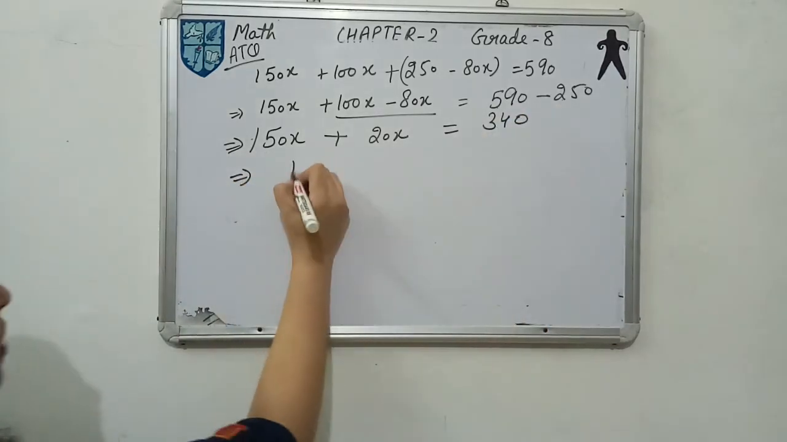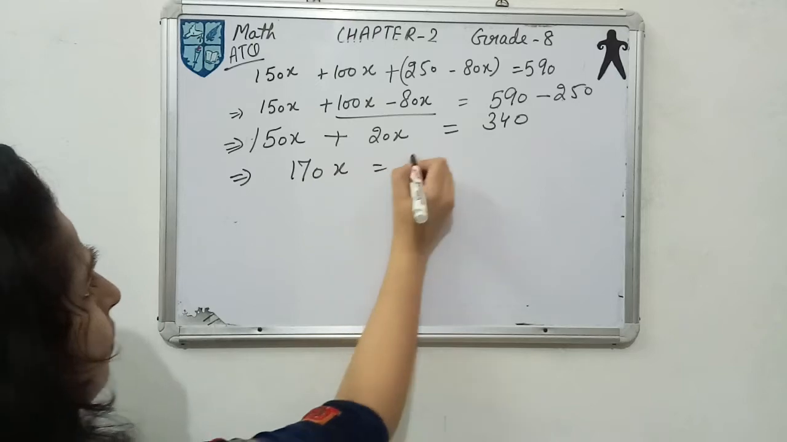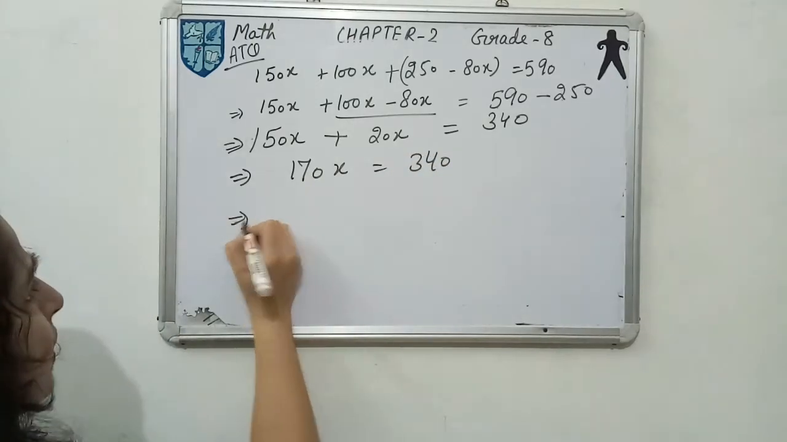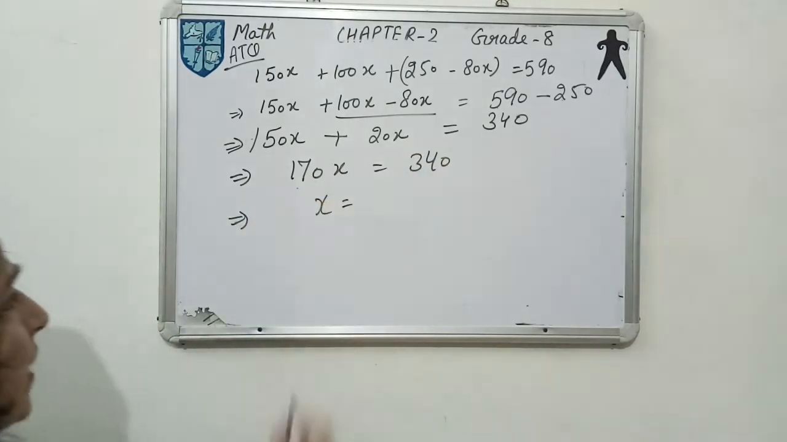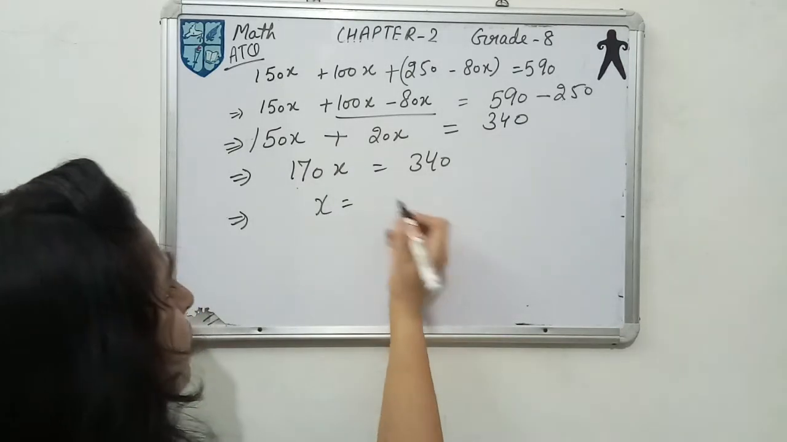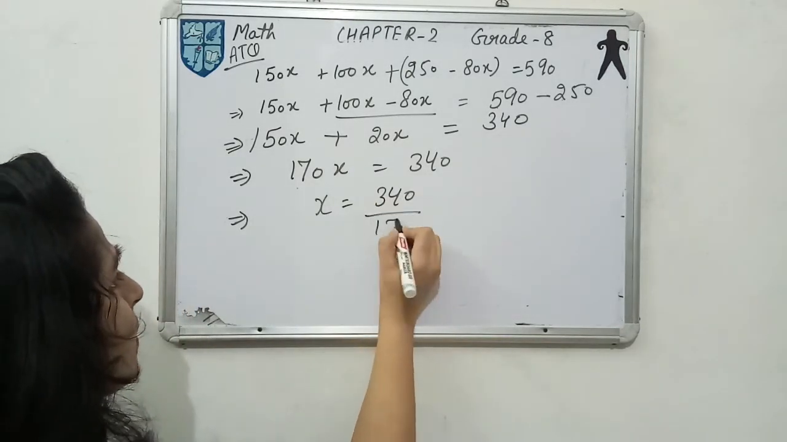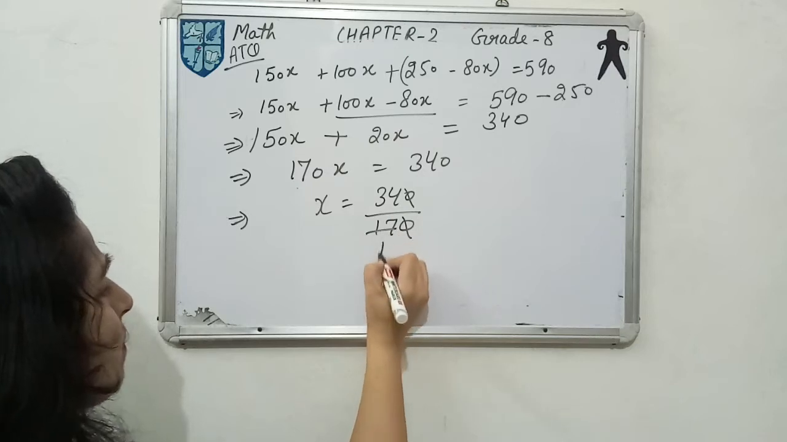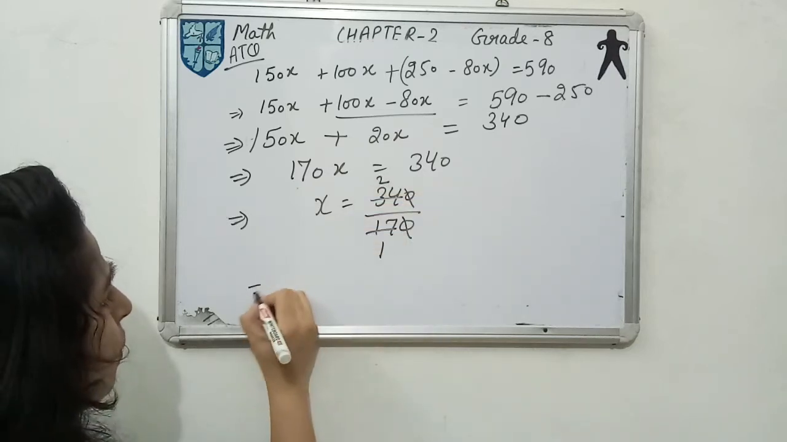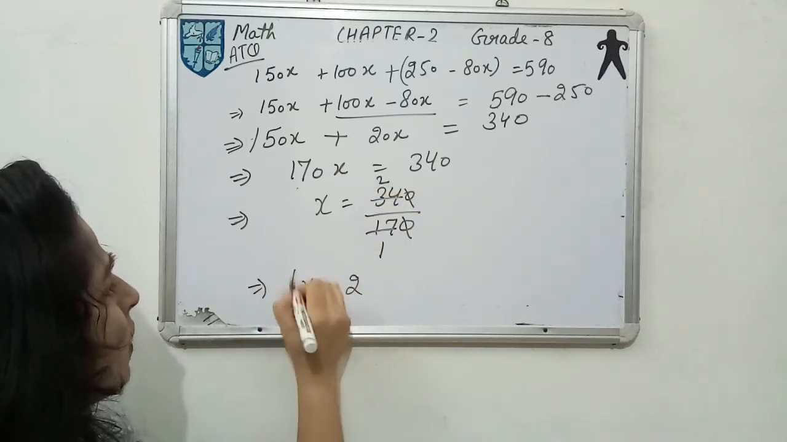If you solve it further, what you will get? 170x is equal to 340. Here you can see 170 is multiplied with x. So when you shift it, it will divide with this. So 0 will cancel out with the 0. 17 1s are 17. 17 2s are 34. Here you have got the value of x.